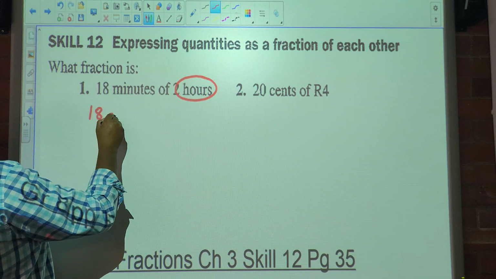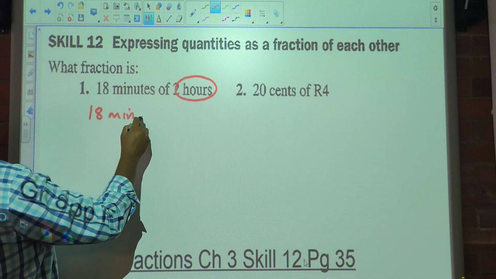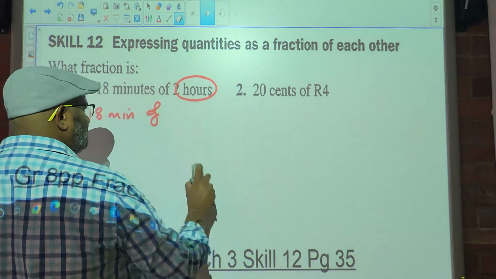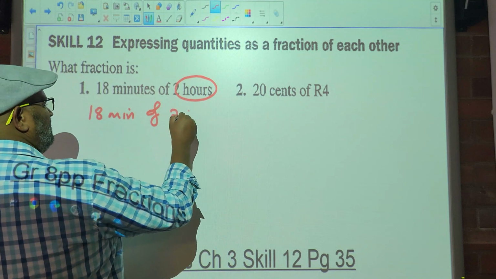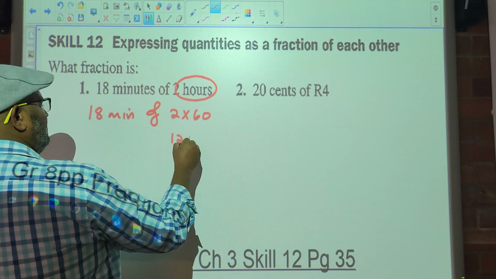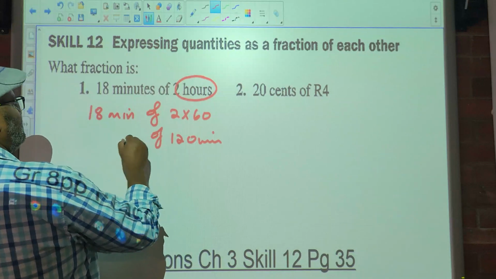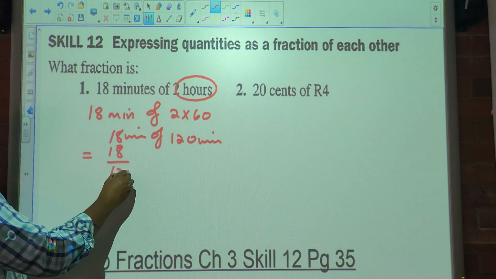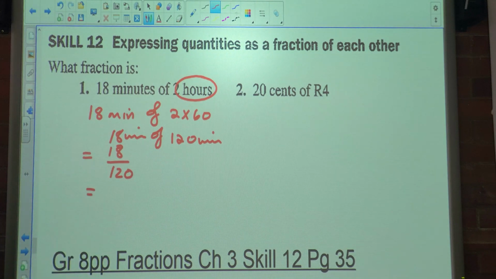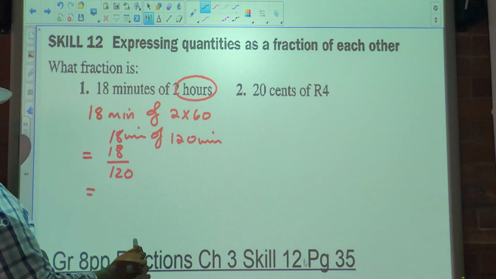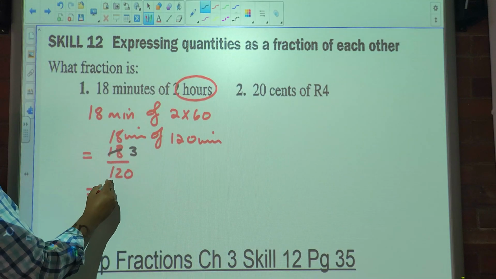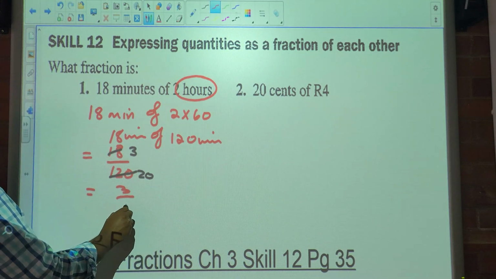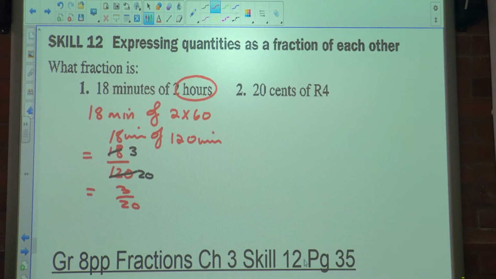So 18 minutes of 2 hours. How many minutes are in an hour? 60. So you multiply 2 by 60, which gives you 120 minutes. So in other words, it's going to be 18 over 120. What number goes into 18 and into 120? 6 goes into 18 3 times, 6 goes into 120 20 times. So the answer is 3 over 20. I'm not going to have the units there as minutes.